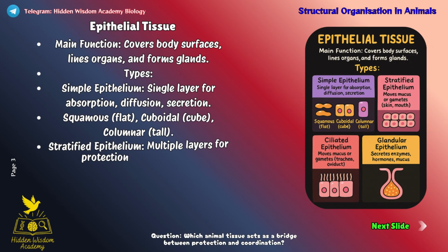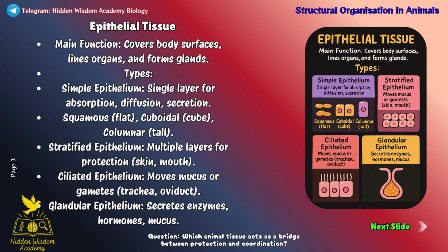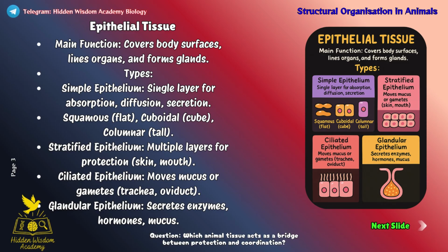Let's start with epithelial tissue, the first type of animal tissue. It covers the body, lines organs, and forms glands. Simple epithelium has a single layer and helps in absorption, diffusion, or secretion. Shapes can be squamous, cuboidal, or columnar. Stratified epithelium has multiple layers for protection, like in the skin or mouth. Ciliated epithelium moves substances like mucus in the trachea or eggs in the oviduct. Glandular epithelium produces and secretes enzymes, hormones, or mucus.